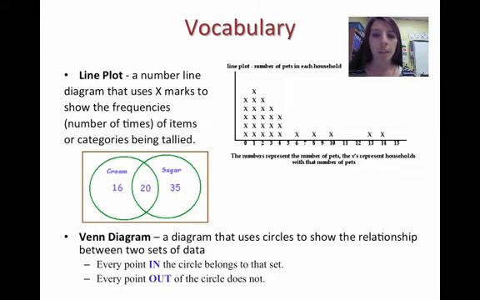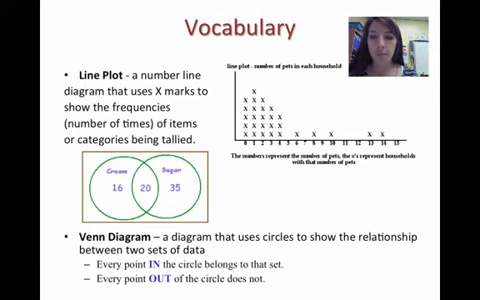A line plot is a number line diagram that uses X marks to show the frequencies, which means number of times, of items or categories being tallied. So this is an example here of a line plot. Now you can see that the title shows us that this line plot is about the number of pets students have in each household, and each X represents households with that number of pets.